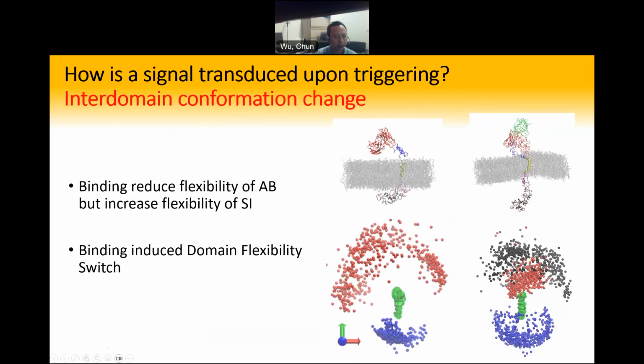In a more obvious way, here we plot the center of the antibody domain, green is the transmembrane, and yellow dots are the centers of the signal domain inside. This is the apo system. You can see the extracellular domain is flexible and searches a large space. When it binds with the antigen, it becomes fixed, but the signal domain now searches a large space and becomes more exposed to solvent.